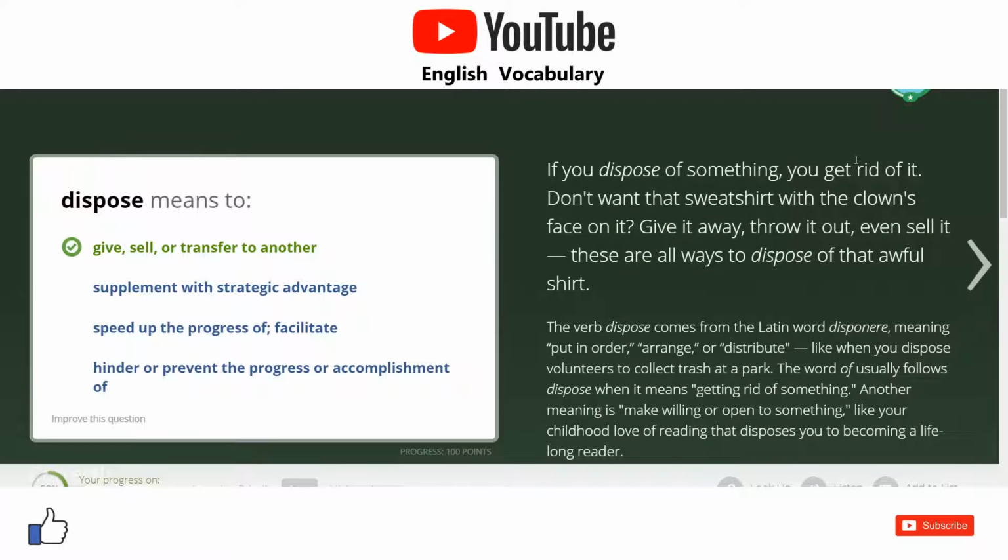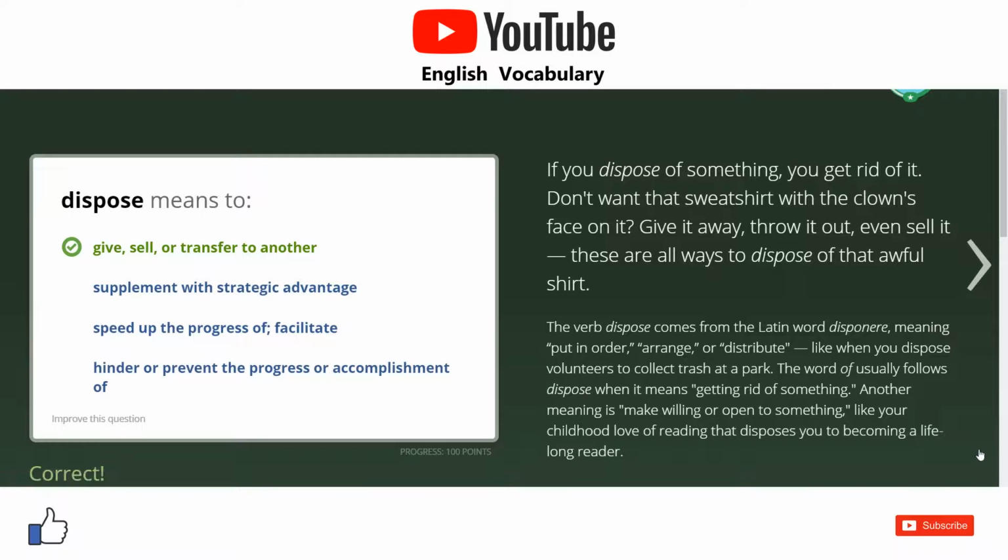Correct. If you dispose of something, you get rid of it. Don't want that sweatshirt with the clown's face on it? Give it away, throw it out, even sell it. These are all ways to dispose of that awful shirt. The verb dispose comes from the Latin word disponere, meaning put in order, arrange, or distribute, like when you dispose volunteers to collect trash at a park.